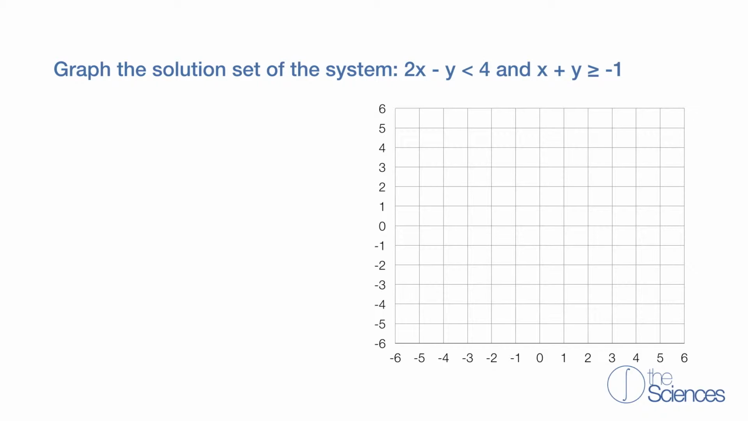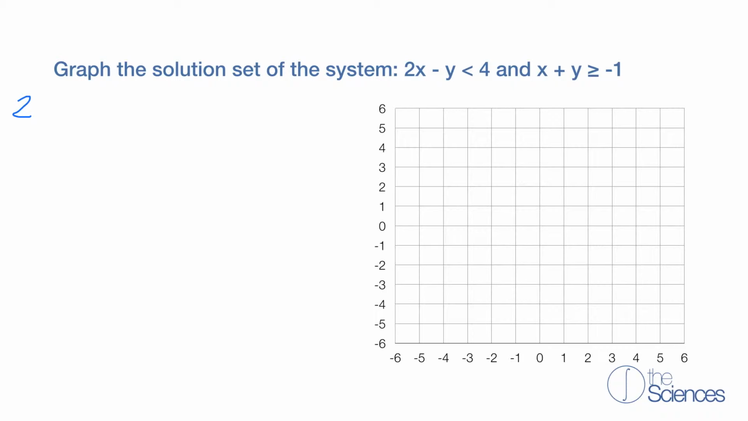Graph the solution set of this system. 2x minus y is less than 4, and x plus y is greater than or equal to negative 1. So what we're going to do is find our x and y intercepts for each equation.